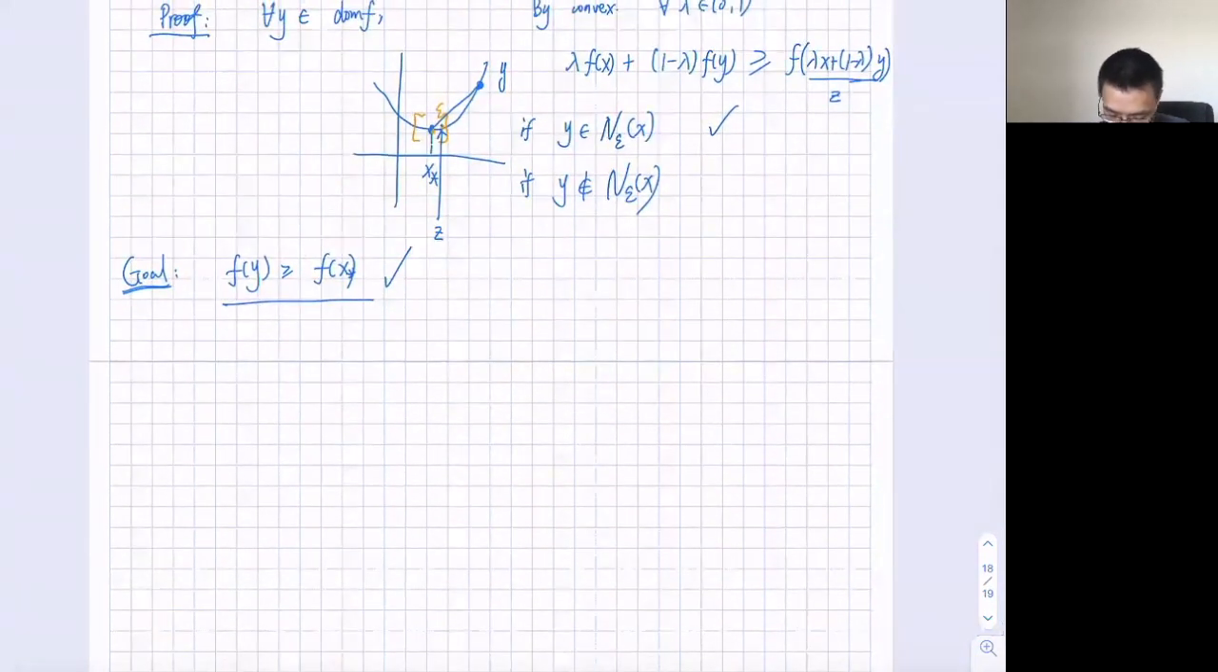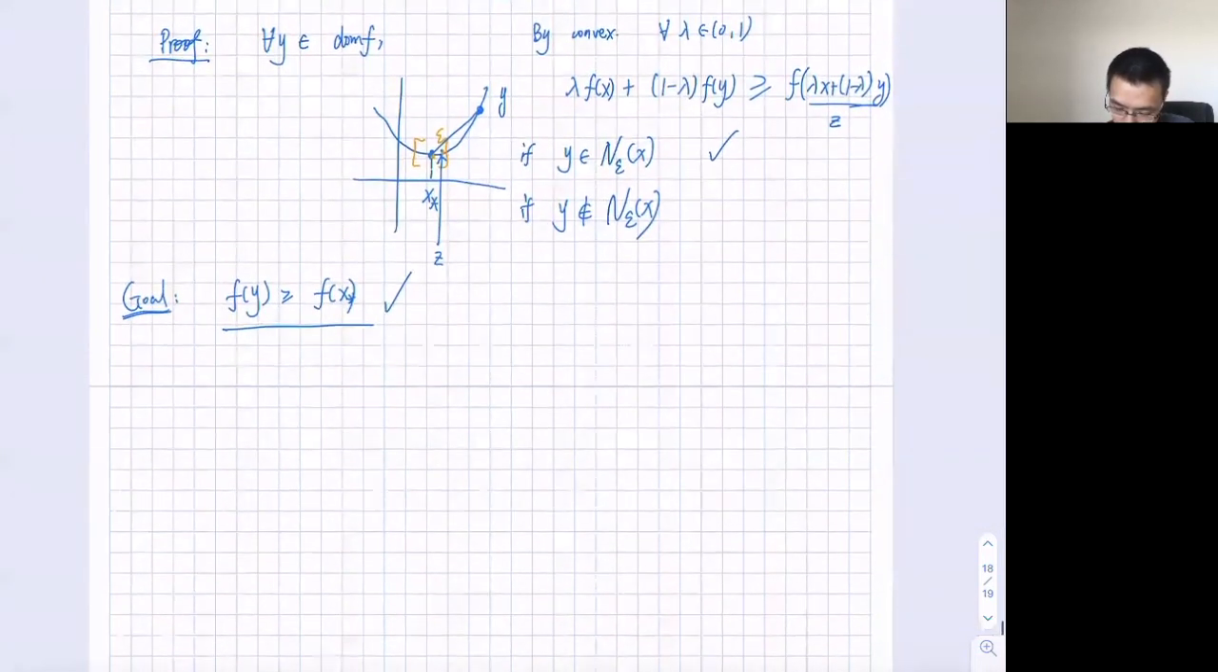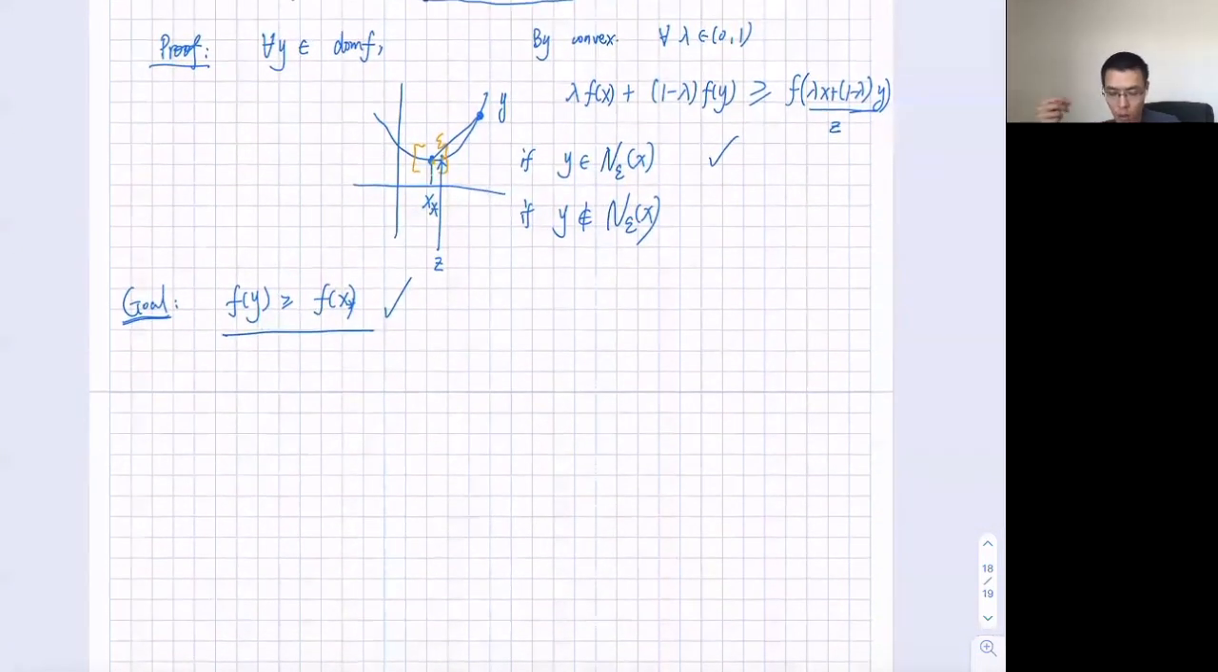So I can safely assume y is not within my epsilon neighbor. If it's within my epsilon neighbor, it's the better case. I just need to show the function f of y is greater than or equal to f of x star. How about I choose lambda such that, the difference between y and x star is the length of y minus x star, so this is how long this distance is.